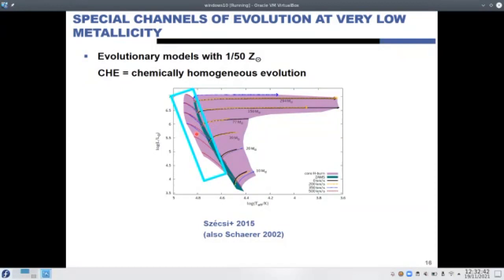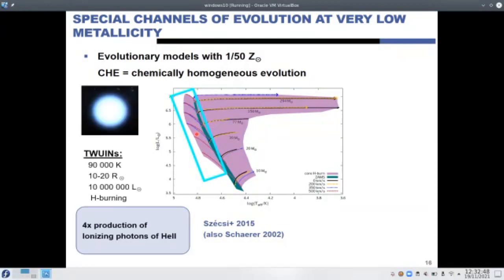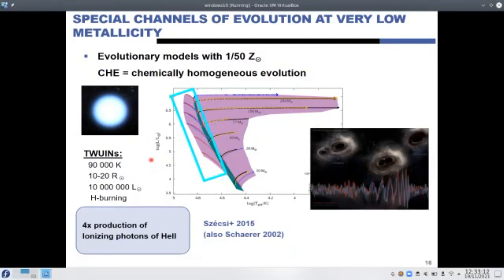It will always stay hot, again, with impact on the feedback on the interstellar medium. And if it's massive enough, it can enter this special channel of transparent wind ultraviolet intense star, which multiplies the production of photons capable of ionizing not only hydrogen, but also helium-2. Now, this scenario has become very popular for several reasons. I'm not going to enter all of them, but I wanted to mention that that's one of the proposed channels to form the progenitors of the 30 solar mass black holes that, again, we are detecting with the gravitational wave experiments. But there's a catch to this.